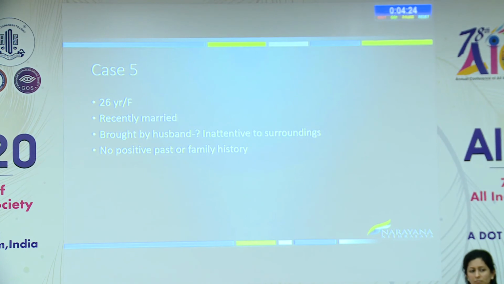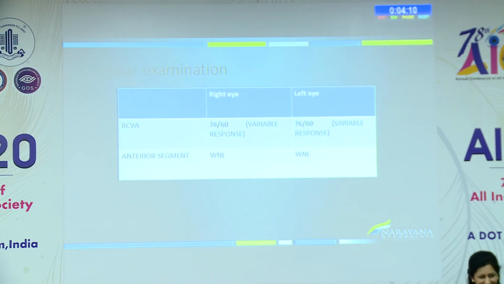The fifth case was a very interesting case. A 26-year-old, recently married, brought by her husband, who tells that she is quite inattentive to the surroundings. No positive family history. They have visited all ophthalmologists everywhere. They say we don't know her exact vision. Sometimes she says 6/60, 3/62. Basically she's not at all cooperative for examination.